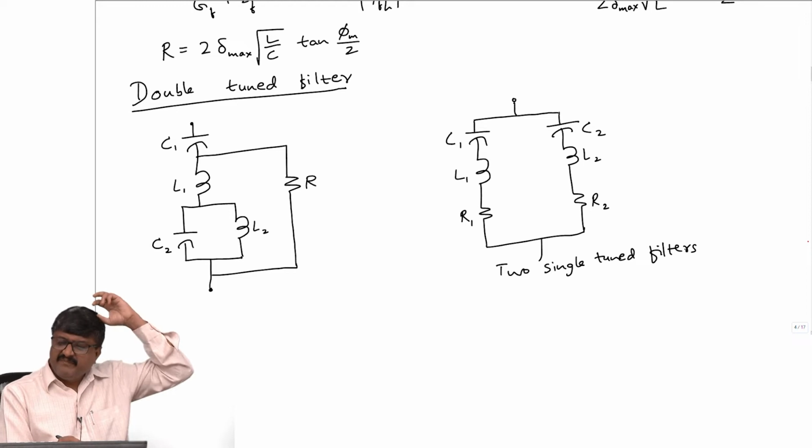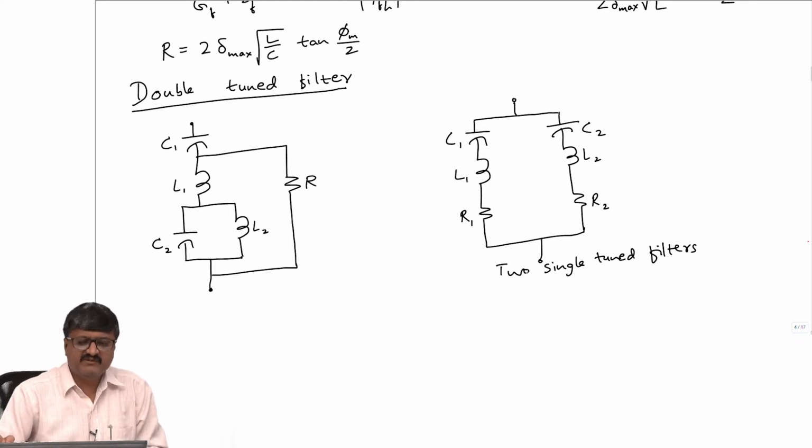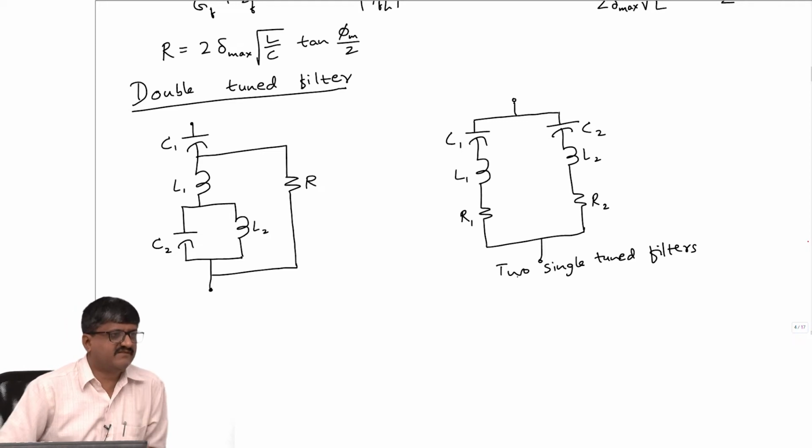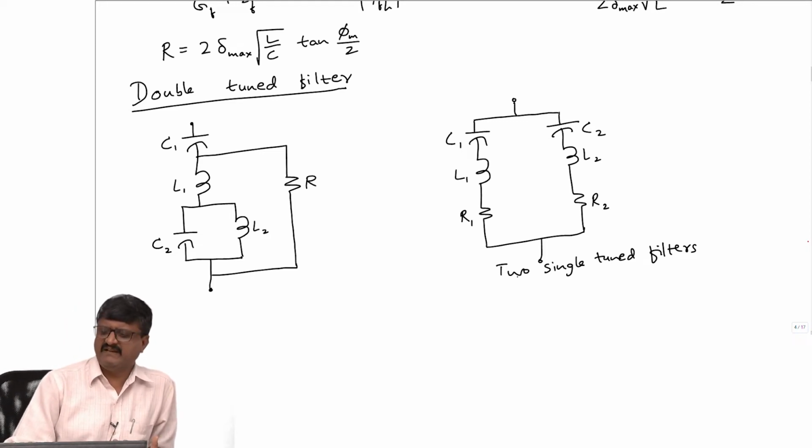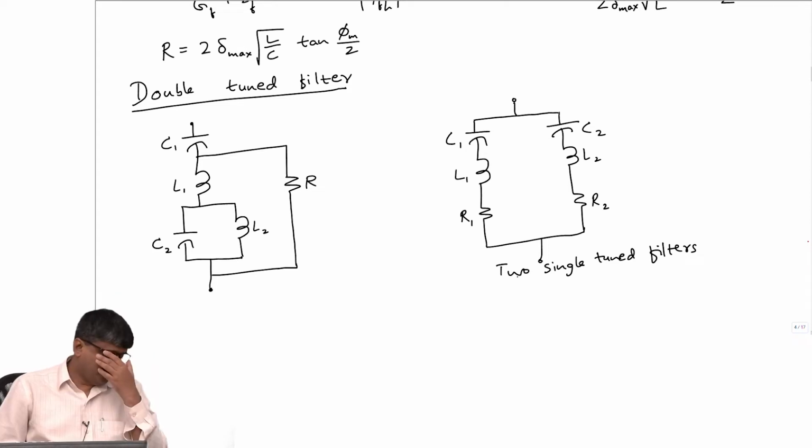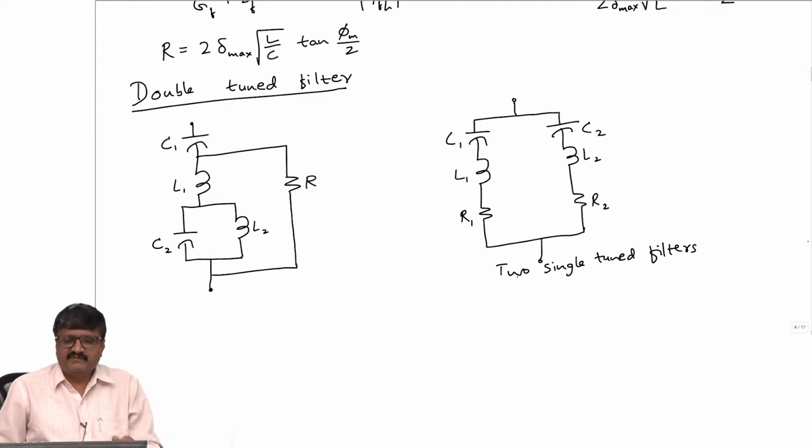Now, there should be some reason for using a double tuned filter instead of two single tuned filters. Single tuned filters are obvious. Why one should use a double tuned filter? Do you see any advantage? Now, suppose I take a single tuned filter, it is subjected to impulse. So, which element is subjected to impulse? See, I have an inductor and a capacitor in series. Forget for the time being resistance. Which among the two is subjected to impulse? Inductor. It is the inductor which is subjected to the impulse.